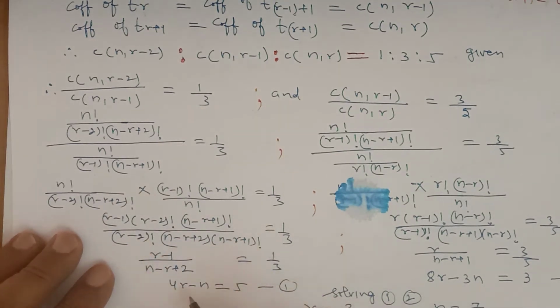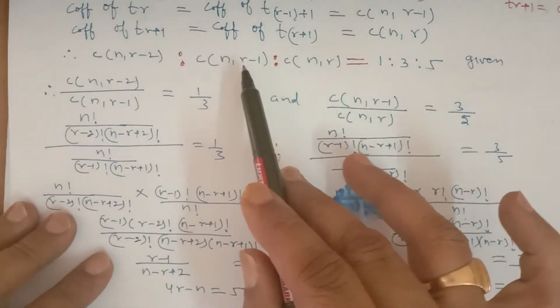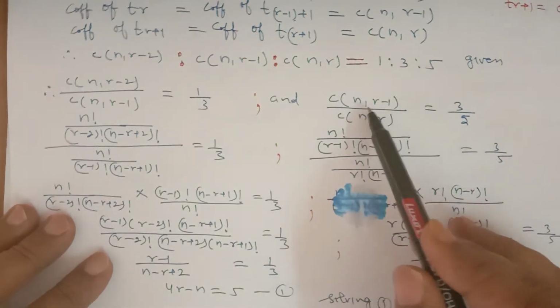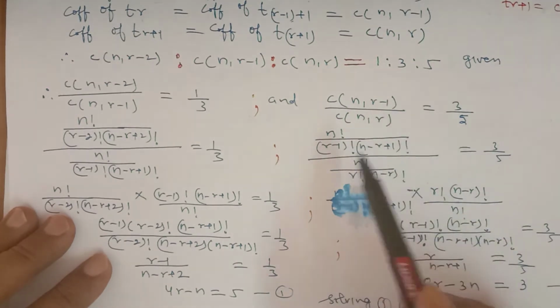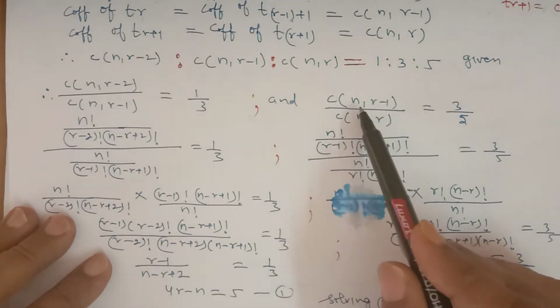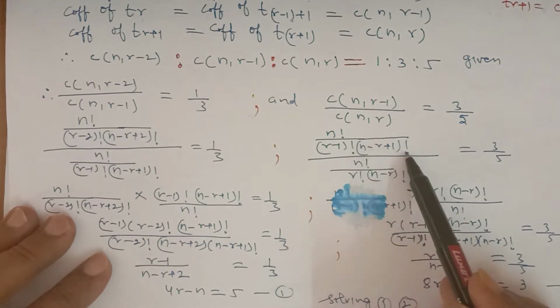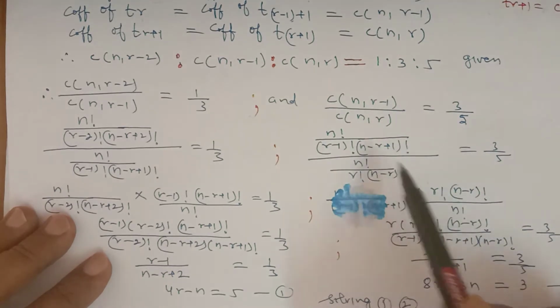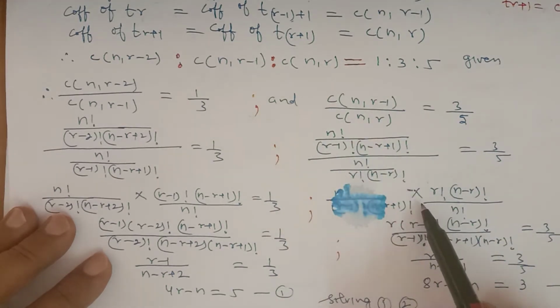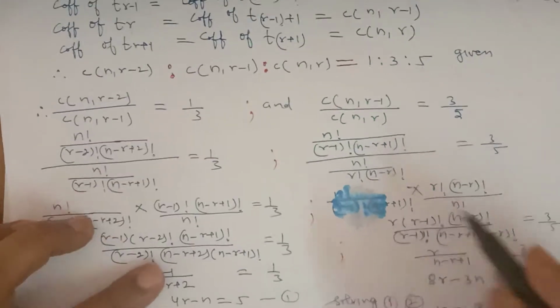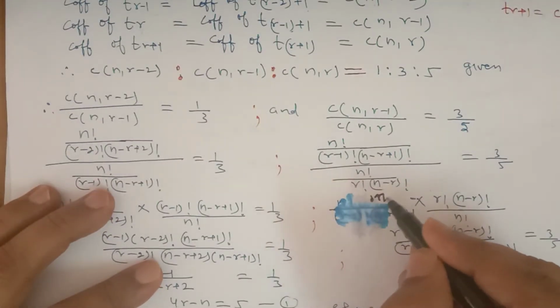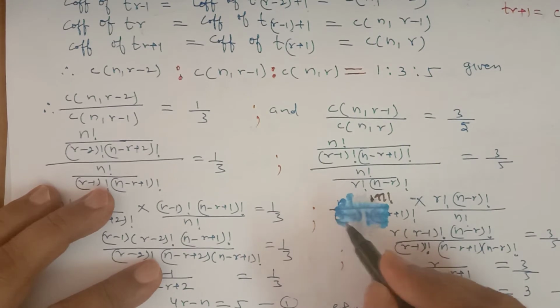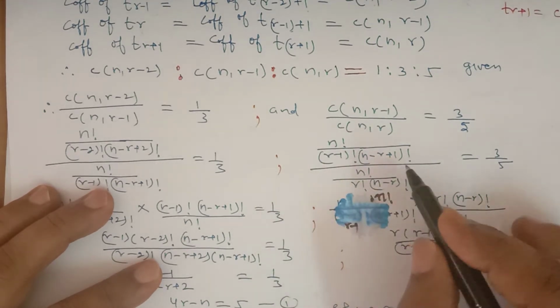Cross multiply, and you will get an equation in terms of n and r, which is 4r - n = 5. Similarly, you take the ratio of the other two equal to 3 upon 5. So again nC(r-1) will be equal to n!/((r-1)!(n-r+1)!), then the denominator n!/(r!(n-r)!). Multiplying by the reciprocal, it will again be n!, (r-1)!, and (n-r+1)!.